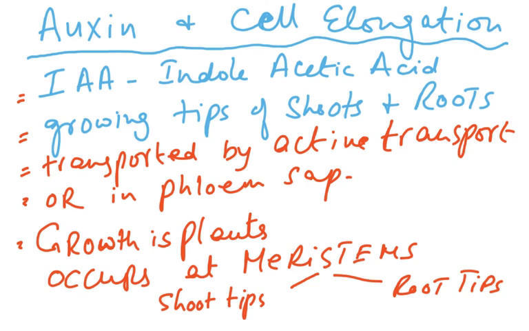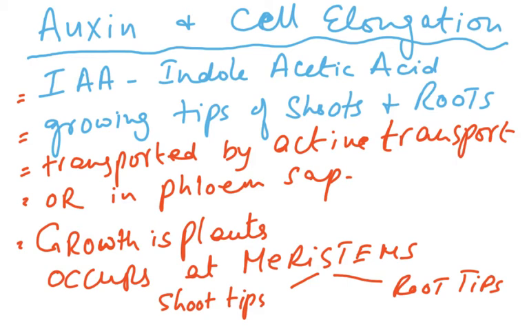Now coming to the topic of auxins and cell elongation. Auxins are plant chemicals, and there's a whole bunch of them which are responsible in different stages of the plant cycle. But here we're going to talk only about auxins and cell elongation.